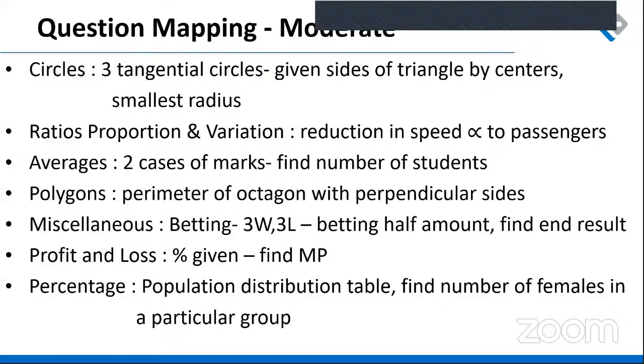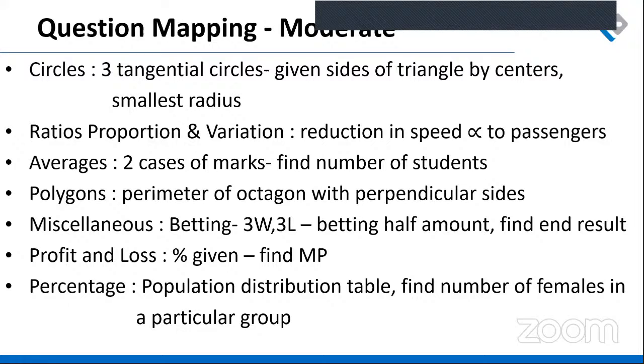Polygon, perimeter of an octagon. Adjacent sides were perpendicular. All the angles were either 90 or 270 interior angles. So all the sides were either horizontal or vertical, and the perimeter was to be calculated. Quite easy, just that it had to be identified what the question was.